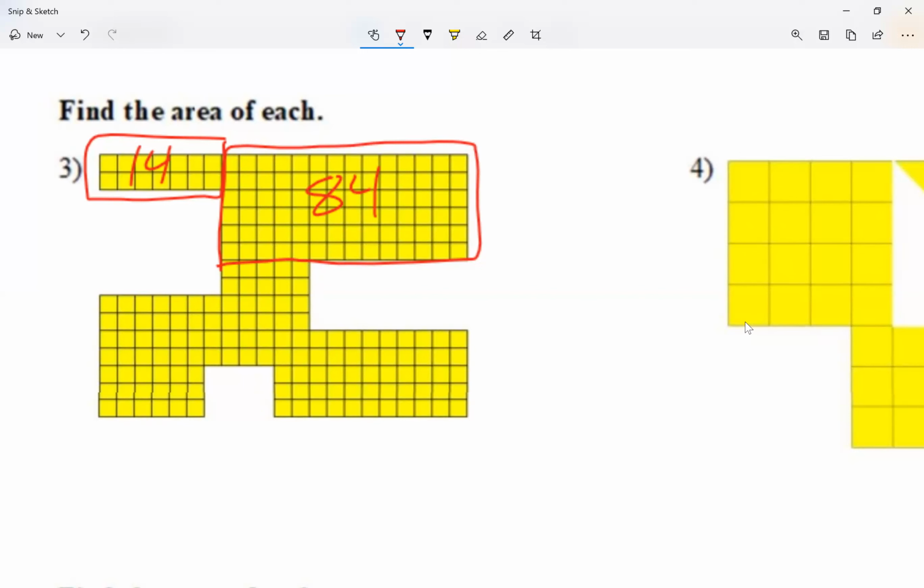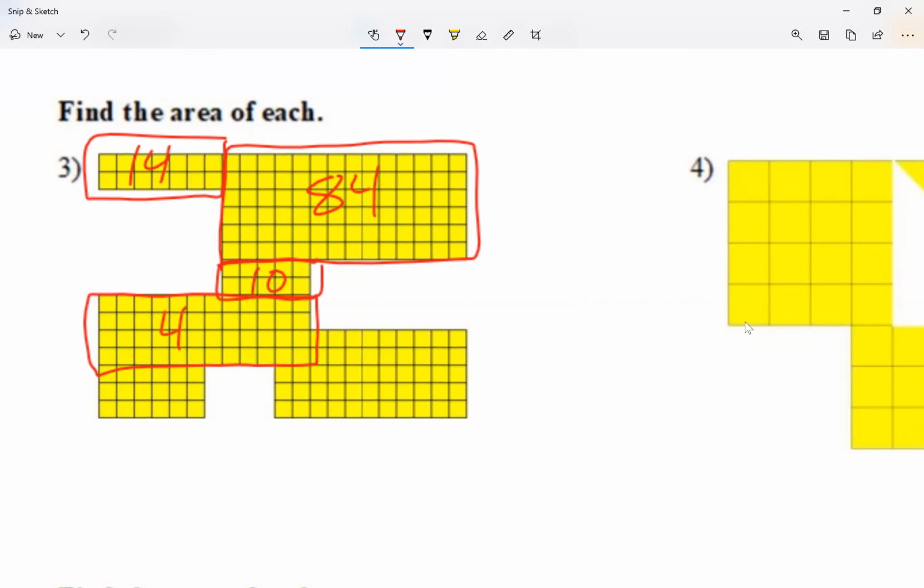And then let me break this into a little rectangle here. Now that one's easy. I'm going to count 10 squares on that one. Okay. Now let me break this into a bigger rectangle here. Notice I'm breaking it into pieces. Okay, now in there I count 48 squares.